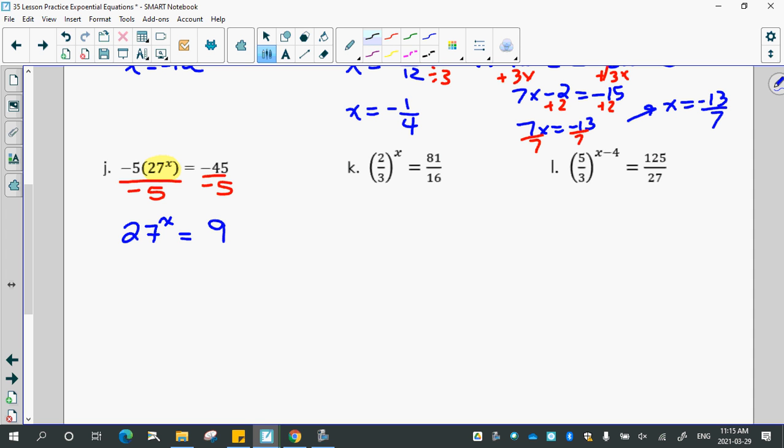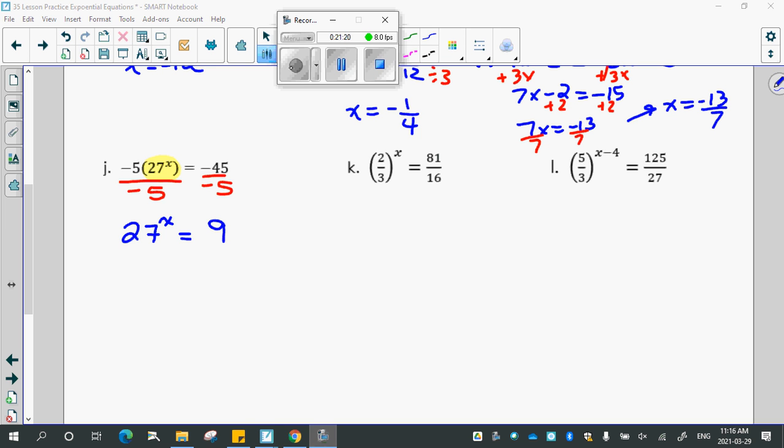And then we would look and see, can I write 9 as 27 to the something? 27 is already bigger than 9, so there has to be a common smaller base. Any ideas of what our common smaller base is? Jazz knows it is 3. So you want to try to write both sides as 3 to the something.